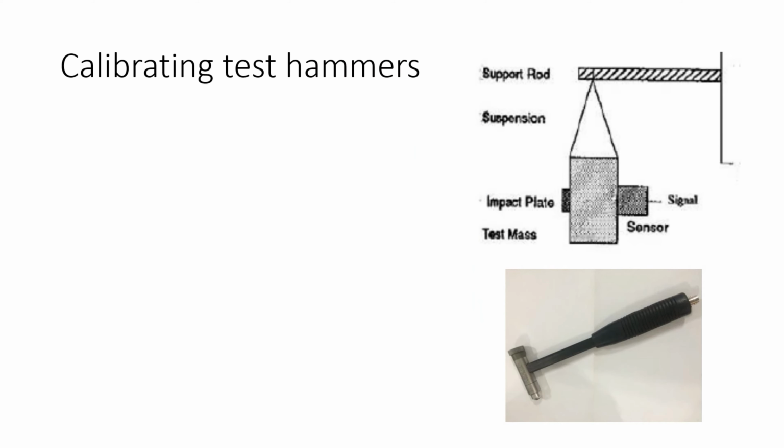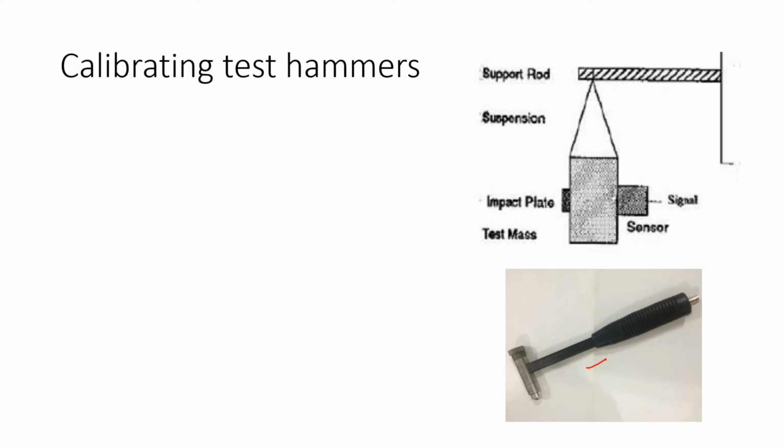Test hammers are another class of measurement devices that are used to excite a structure. This is a test hammer down here. These are also called impact hammers or force hammers, and they are pretty much load cells that we use to excite a structure, because sometimes we want to know what the input force into a structure is.